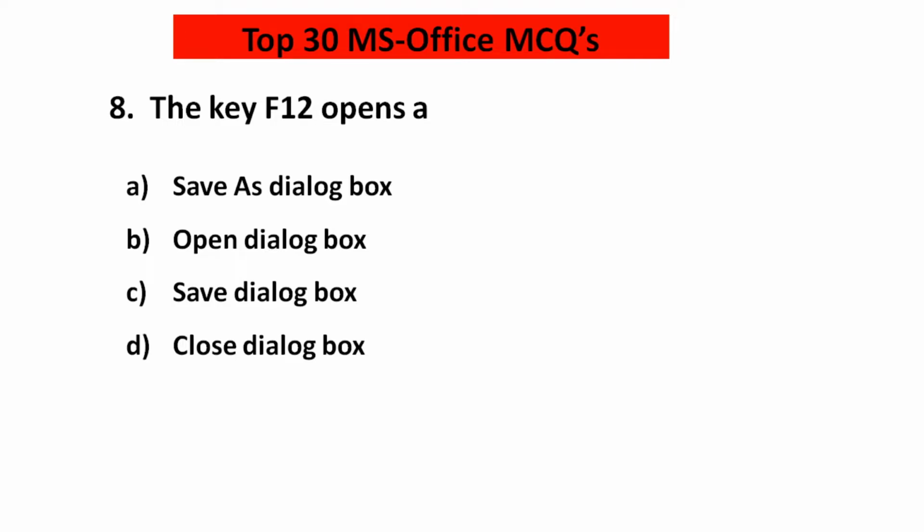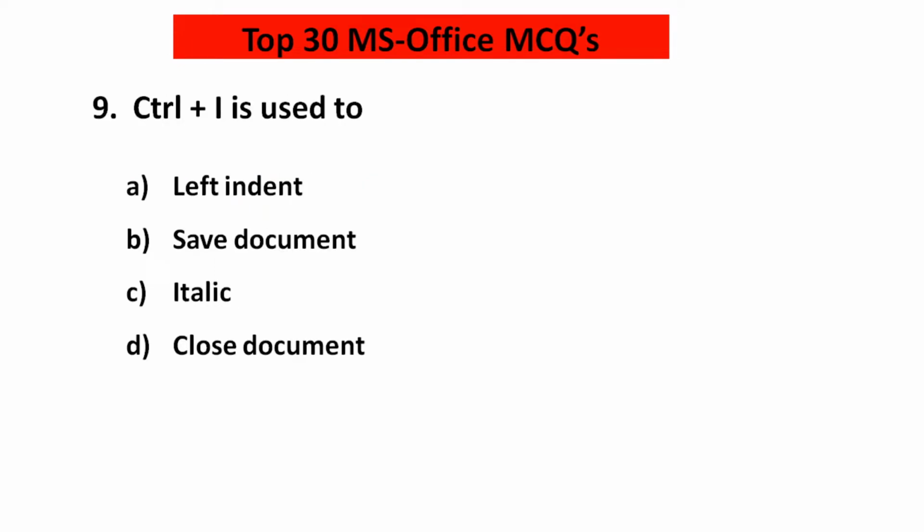Next question, the key F12 opens a. Options A save as dialog box, B open dialog box, C save dialog box, D close dialog box. And right answer is option A save as dialog box. Next question, Ctrl plus I is used to. Options A left indent, B save documents, C italics, D close documents. And right answer is option C italics.